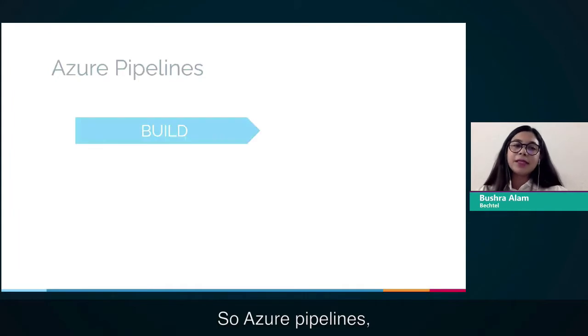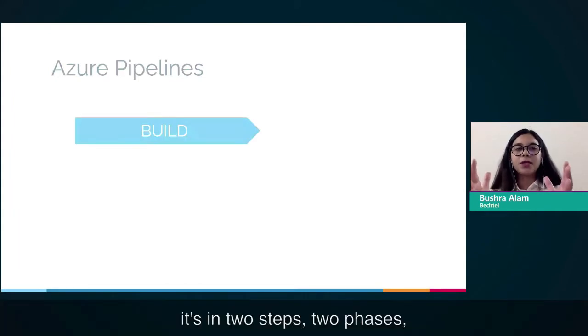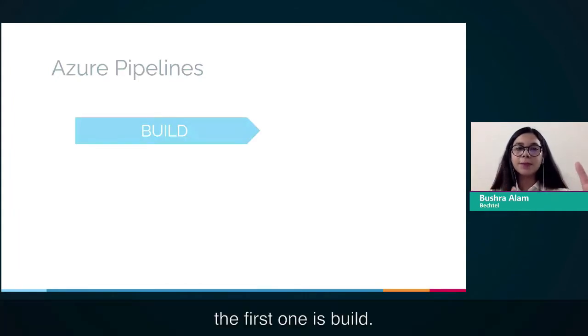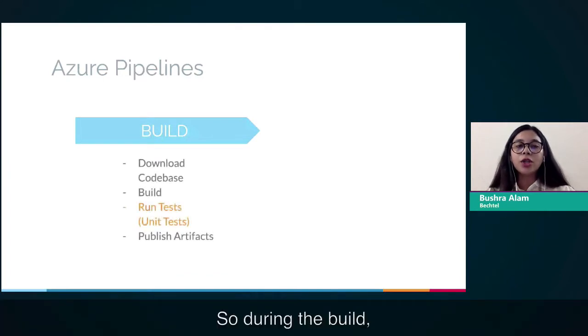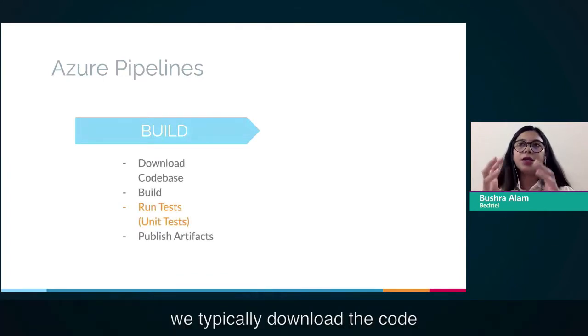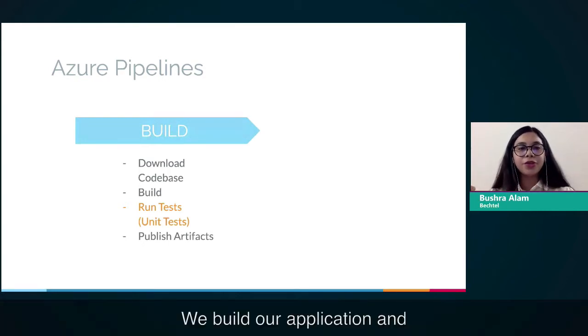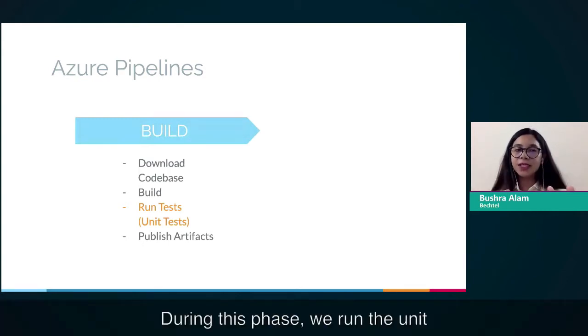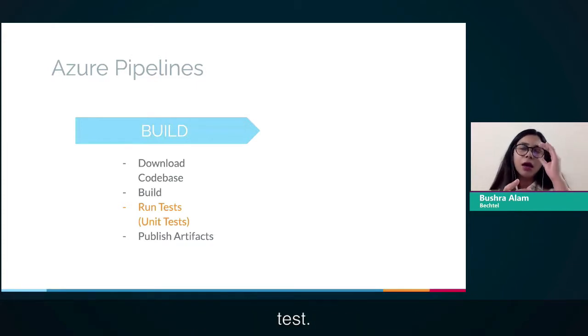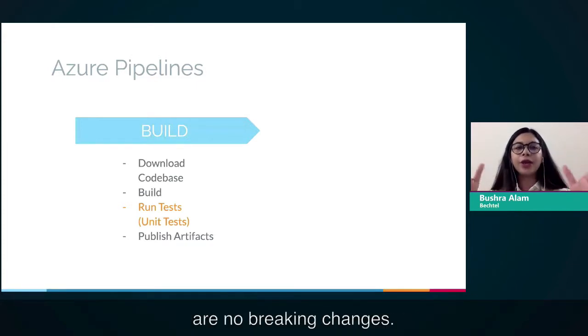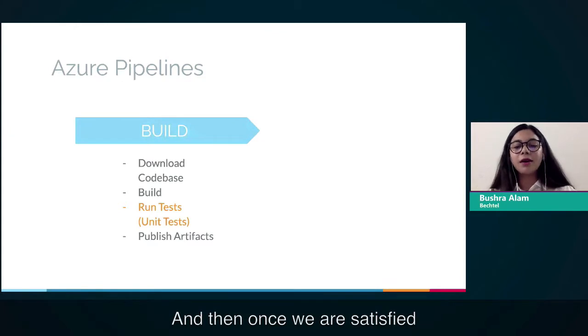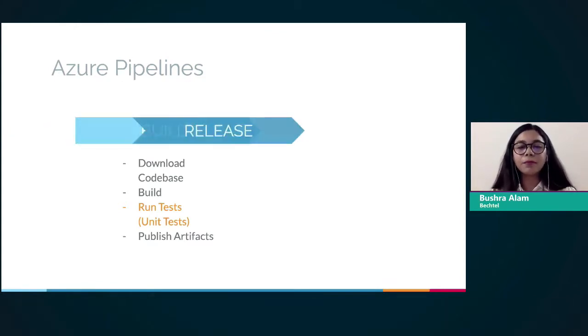So Azure Pipelines is in two phases. The first one is build. During the build, we typically download the code from our source code repository, we build our application, and we run tests. During this phase, we run the unit tests. This is done to ensure that there are no breaking changes. And then once we are satisfied with the results, we publish our artifact.